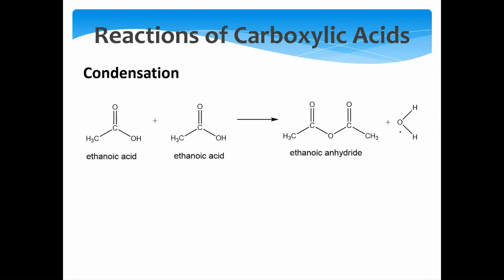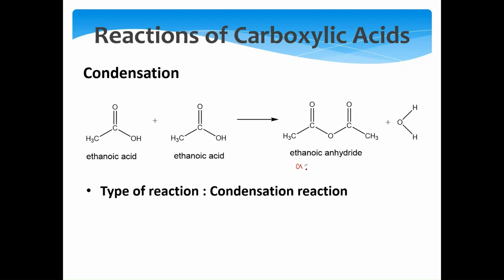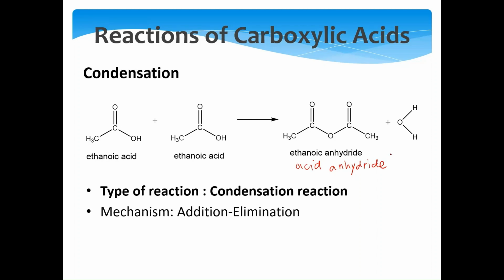Two carboxylic acid molecules can also come together in a condensation reaction to give you an acid anhydride. So this ethanedioic anhydride that you see here is a type of acid anhydride. The mechanism is also addition-elimination, as previously covered under the formation of ester. But in this case, of course, the carboxylic acid is the nucleophile.